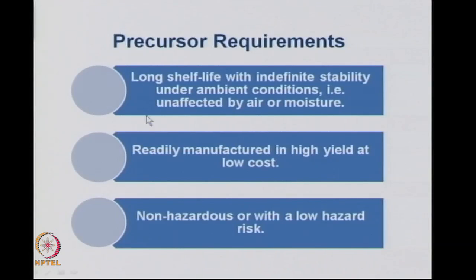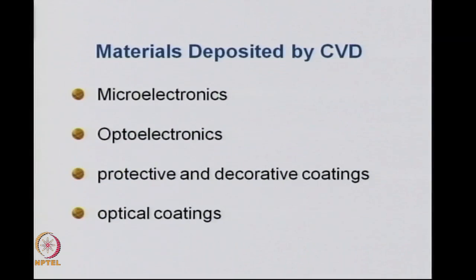Now, these precursors, again talking of the precursors because this is the most important thing in the CVD process, should have a long shelf life with a lot of stability at ambient conditions and should not be affected by air or moisture. People should be able to manufacture them in large yield at a low cost, and they should be non-hazardous or with very low hazard risk. So, if you have to make an industrial process, you have to consider all these points for making CVD films using molecular precursors.